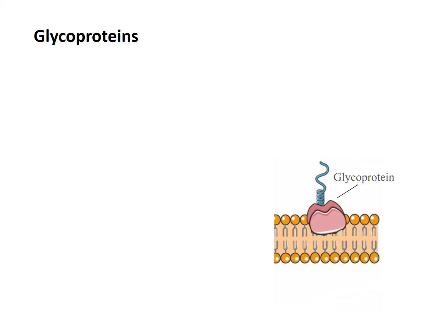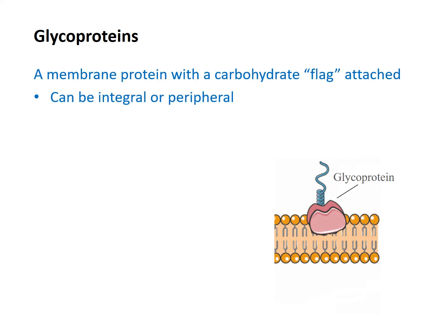That leaves the last of the three types of membrane proteins we will discuss, which are called glycoproteins. And remember, these are any membrane protein that is attached to a carbohydrate flag. They can either be integral or peripheral proteins. Here I'm naming the flag. It's a glycan. And the function of glycoproteins is signaling.